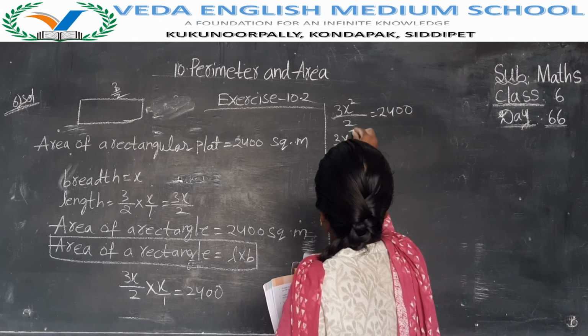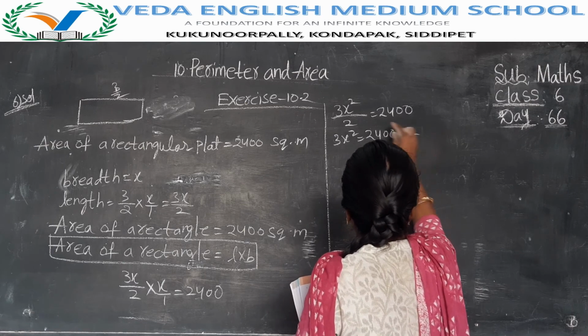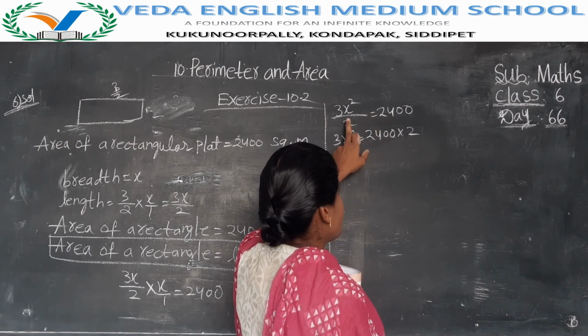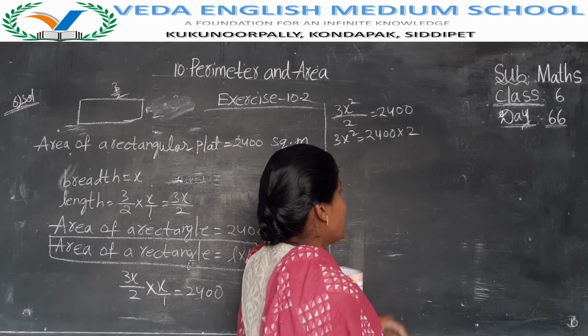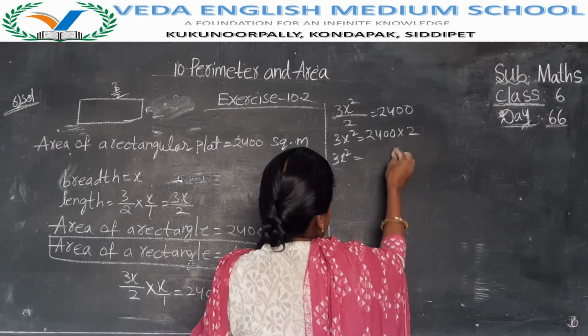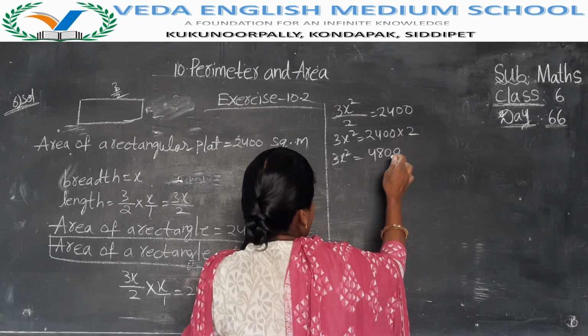3x square is equal to 2400 into 2. Because it is in division on the LHS, when it goes to the RHS it becomes multiplication. So 3x square is equal to 2 zeros are 0, 2 zeros are 0, 2 fours are 8, 2 twos are 4, 4800.